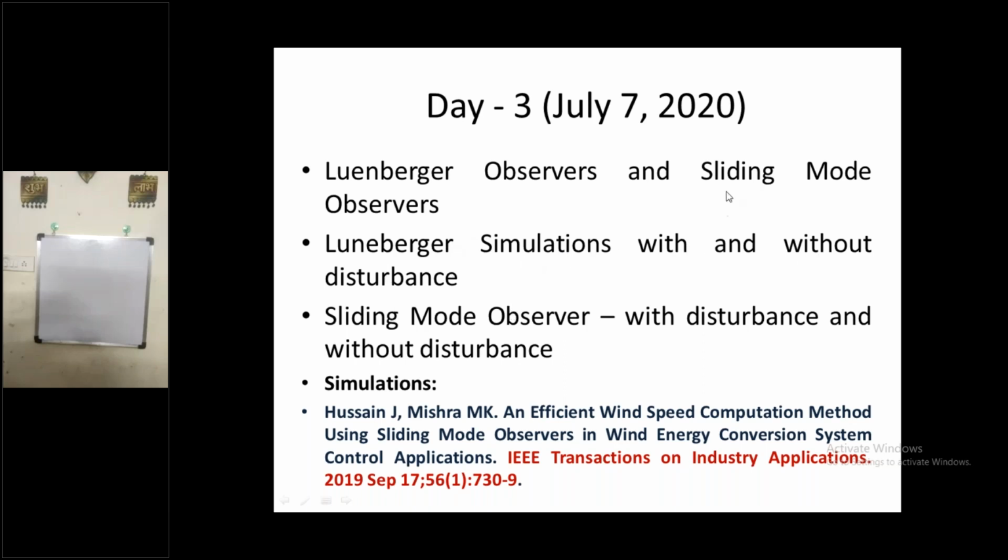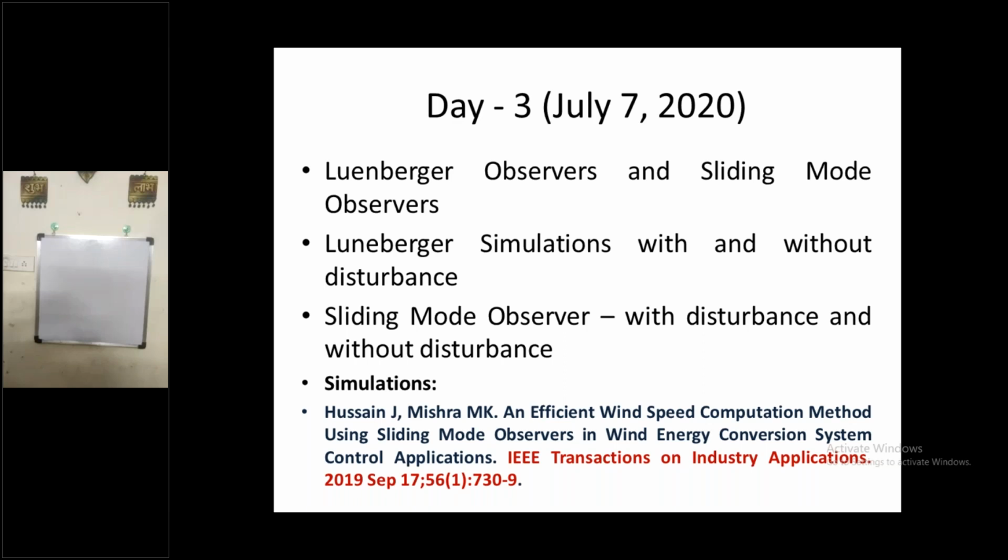Without disturbance, Luenberger as well as sliding mode give us the same state estimate. However, as soon as the disturbance is introduced in the plant, we have seen in the simulations that the Luenberger observer loses its properties, whereas the sliding mode observer retains stability. And we have seen it with disturbance and without disturbance. More specifically, we simulated this particular paper, IEEE Transactions on Industrial Electronics, a September 2019 paper where we saw how to estimate the state using sliding mode observers. And the skeleton also, I think I have given for this particular paper.